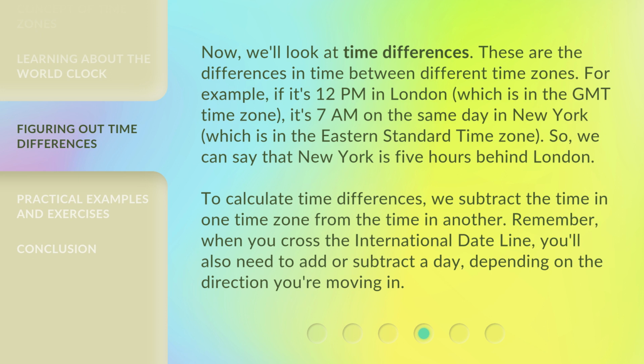To calculate time differences, we subtract the time in one time zone from the time in another. Remember, when you cross the international date line, you'll also need to add or subtract a day, depending on the direction you're moving in.